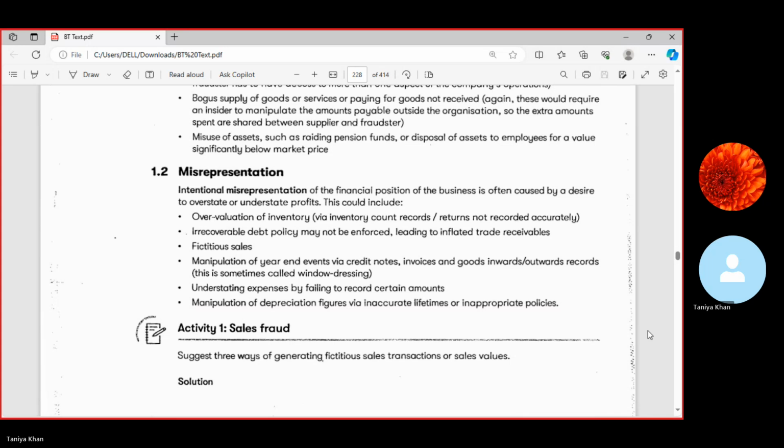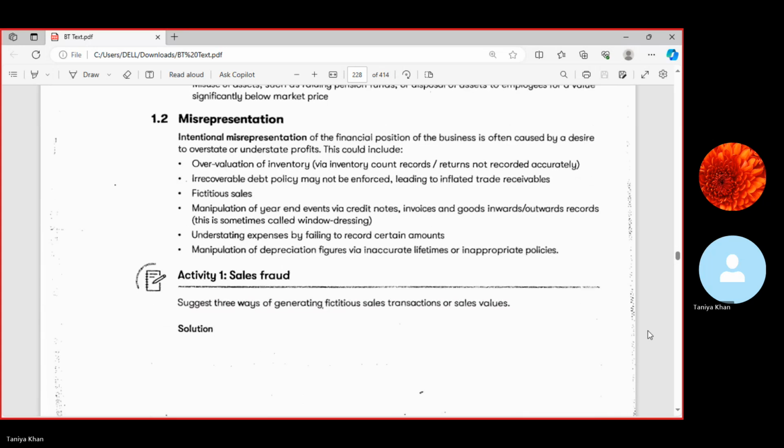Then irrecoverable debt policy may not be enforced, leading to inflated trade receivables. Sometimes some trade receivable has been inflated. Actually, the receivables are say 50,000 only, but we are showing it as 70,000. And so definitely this 20,000 difference will be shown as irrecoverable debt. And next is fictitious sales. Fictitious sales means again fake sales we are showing, which have not actually occurred or happened.